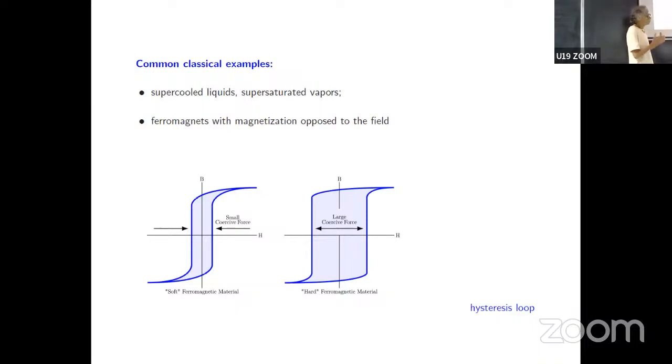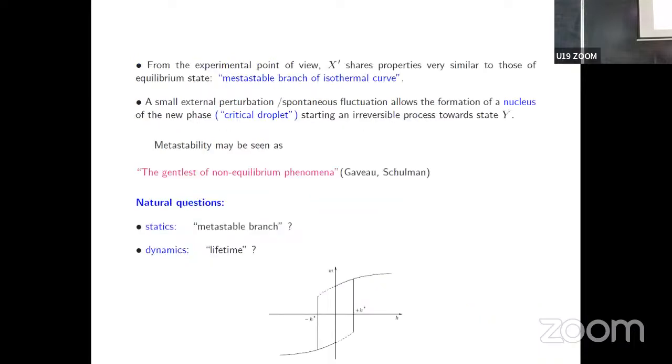And how big this coercive field must be depends on the material. There are some materials where it needs to be big, others small. But this is the so-called hysteresis loop that we know a lot about. I already mentioned these two properties. This X prime is not really an equilibrium state. And then a small perturbation makes it go to the right phase, which in that picture was Y.